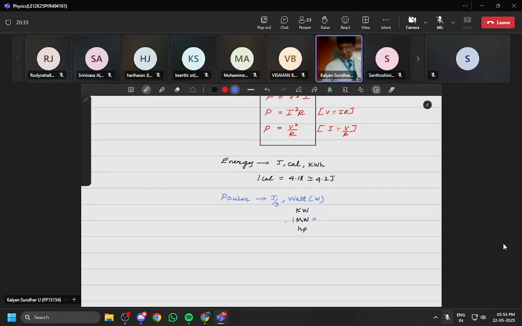So 1 megawatt is equal to 10 to the power 6 watt. 1 kilowatt is 10 to the power 3 watt. And 1 horsepower is around 746 watt.